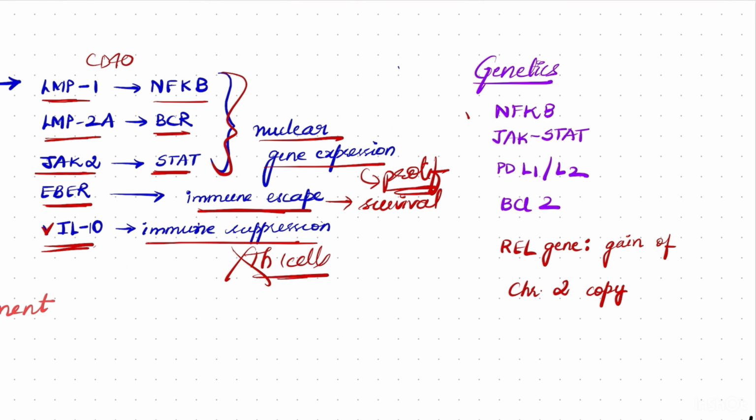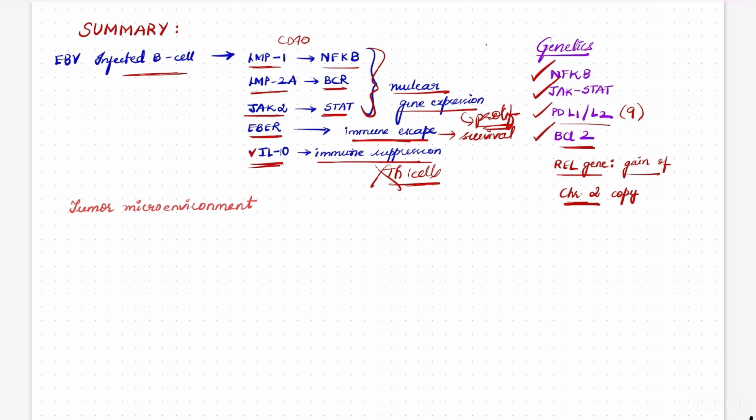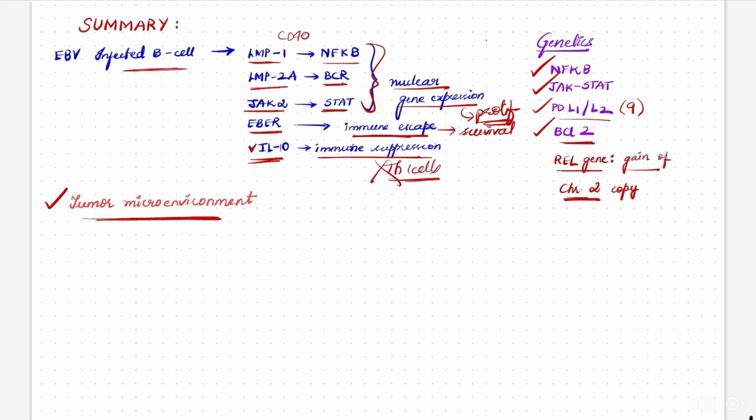Genetics: mutation of NF-kappa B and JAK-STAT, overexpression of PD-L1 and PD-L2 brought about by chromosome 9, and BCL2 expression, that is the anti-apoptotic, and there's REL gene amplification because of multiple copy gains of chromosome 2. And the tumor microenvironment we have studied is brought about by LMP1, which secretes certain cytokines responsible for the mixed inflammatory background. This is a brief summary of the pathogenesis of Hodgkin's lymphoma.